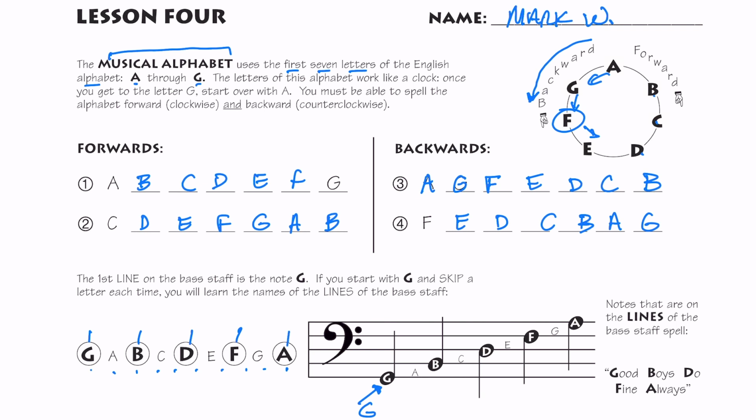You can just memorize that, G, B, D, F, A, or you can think about the saying that a lot of us use to remember that: good boys do fine always. G, B, D, F, A. You might have a different sentence that you use to remember those letter names as you go up the lines of the staff, but I'll just use that, good boys do fine always.